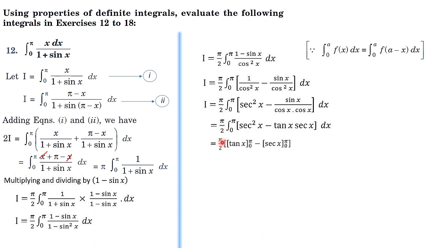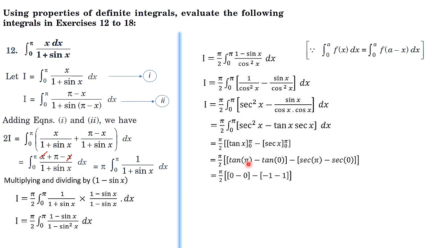Pi by 2 into, there is a bracket we have to keep. Then the integral of sec square x is tan x. Then we have to write the upper limit and lower limit, 0 to pi, minus the integral of tan x sec x, or sec x tan x, that is sec x. Limit we have to write. Apply the limit here: pi by 2 into tan pi minus tan 0, minus sec pi minus sec 0. We have applied the limits here.